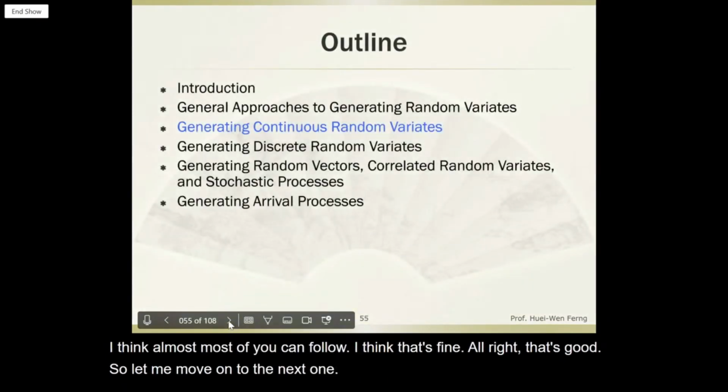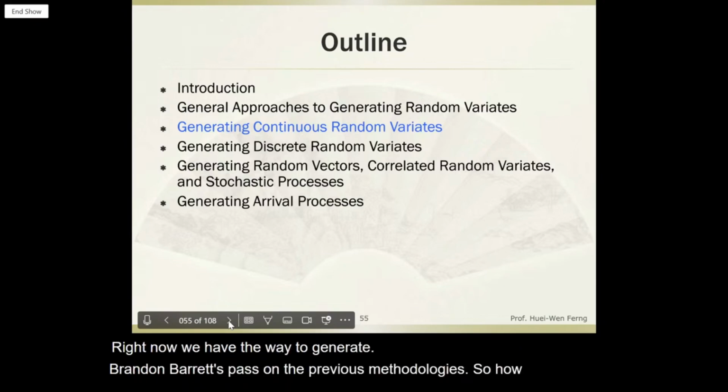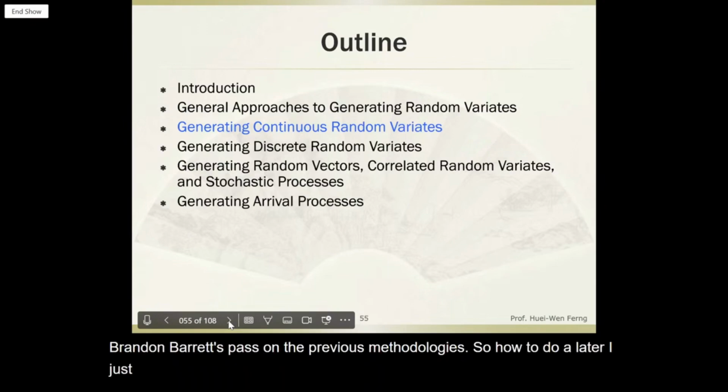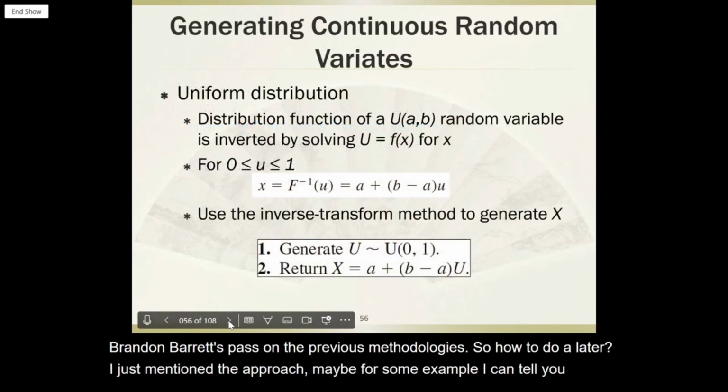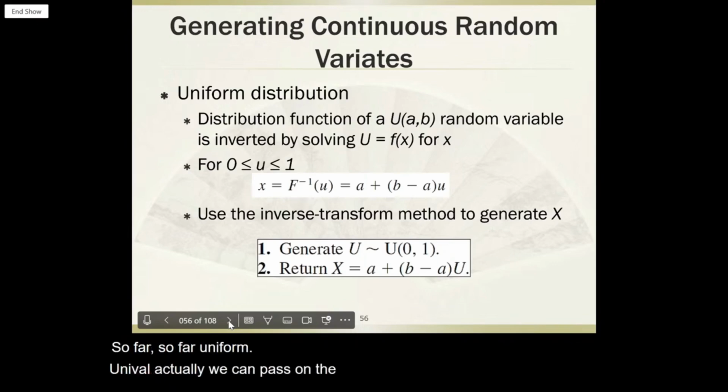Right now, we have the way to generate random variables based on the previous methodologies. So how to do it? Later, I will mention the approach. Maybe for some examples, I can let you try. So first of all, uniform. For uniform, actually, we can pass on the way, it's the inverse transform, right?